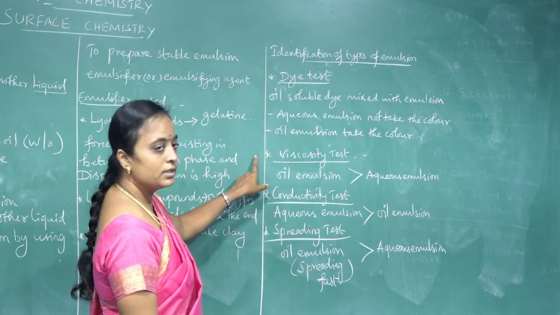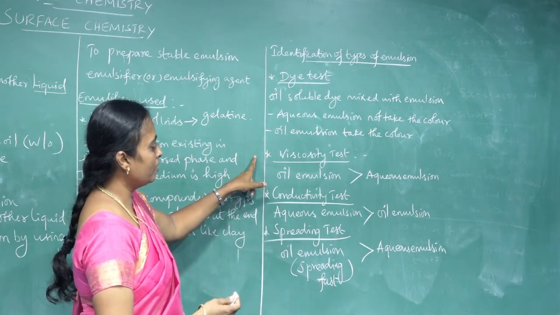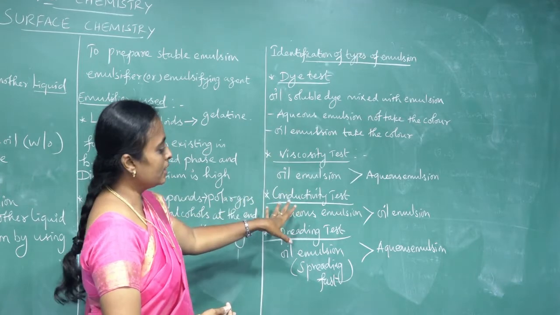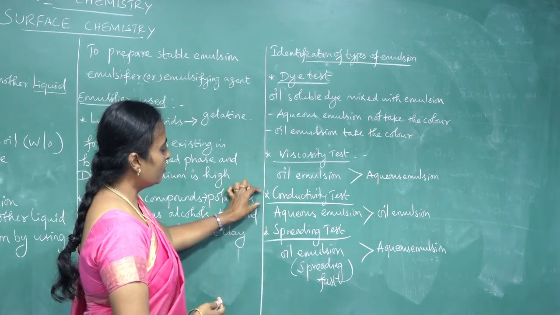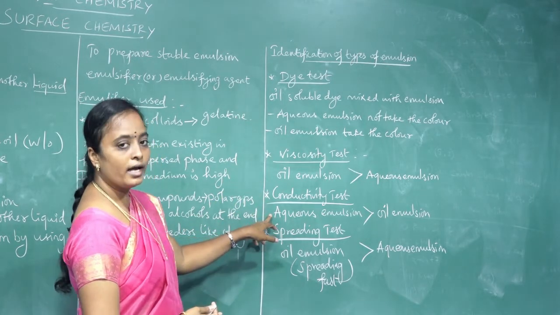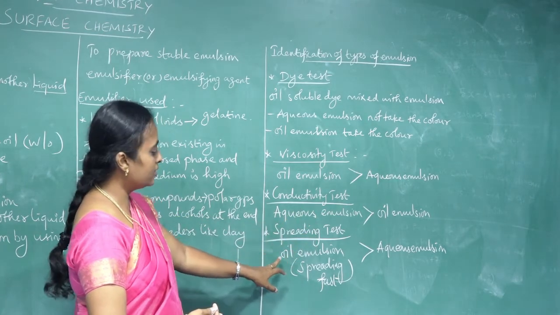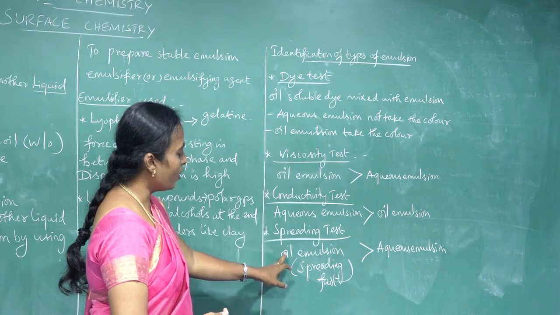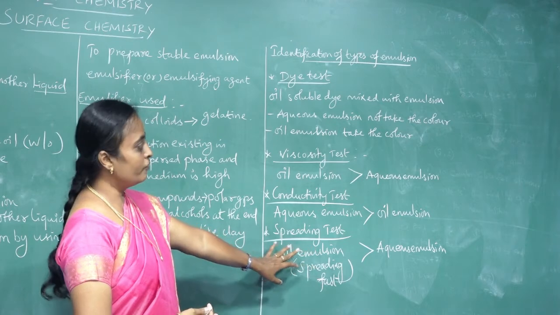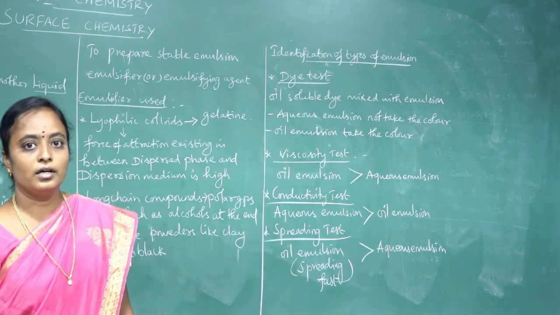And the second test, viscosity. Generally, viscosity of the emulsion can be determined only by experiment. By seeing the experiment, we can see that the oil emulsion has more viscosity compared with the aqueous emulsion. And third, the conductivity test. Generally, the conductivity of the aqueous solution is high compared with the oil emulsion. And the last one we discussed is the spreading test. The oil emulsion will spread very fast compared with the aqueous solution. So these are the 4 tests we can use to identify the types of emulsion.